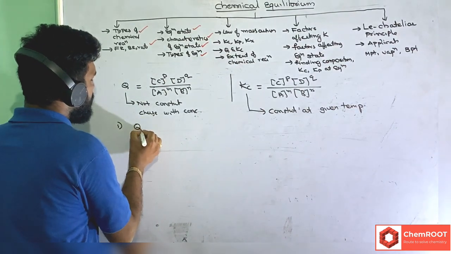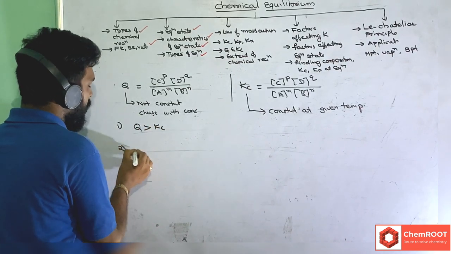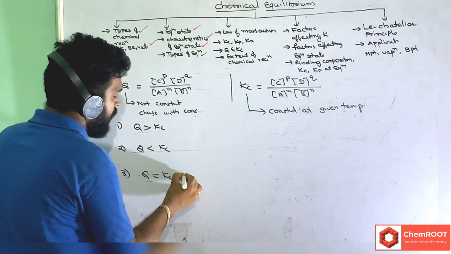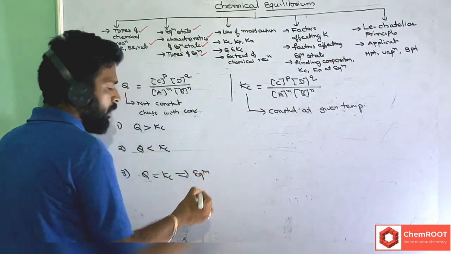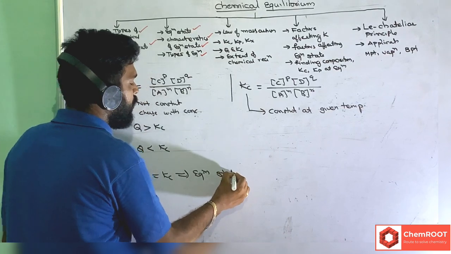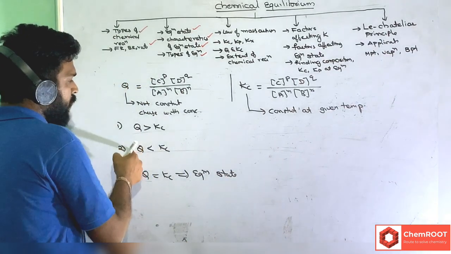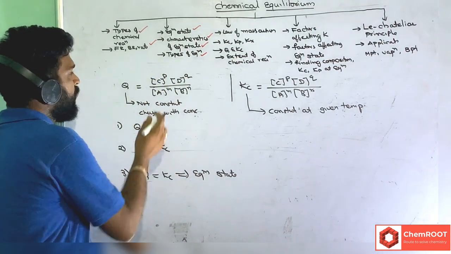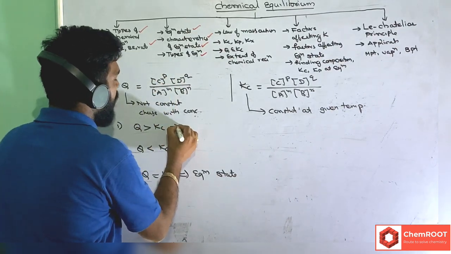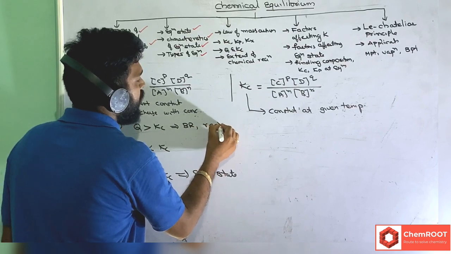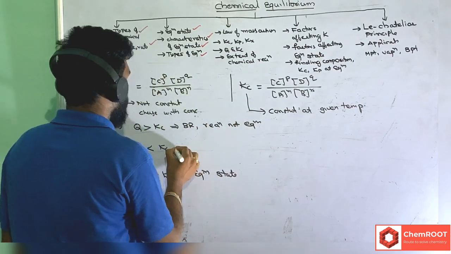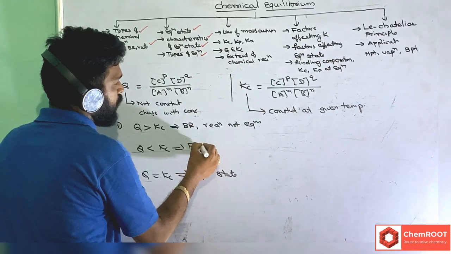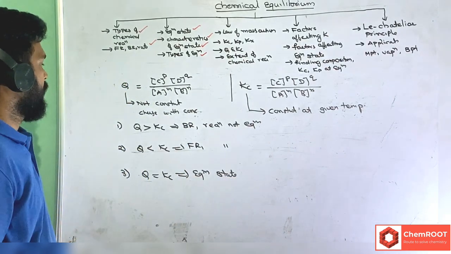Okay, Q greater than Kc is possible, Q less than Kc is possible, and Q equal to Kc is possible. Q equal to Kc gives the information about the equilibrium state, and in these two other conditions equilibrium does not exist. Q greater than Kc means products will be more than reactants in concentration, so products will be converted into reactants. So the backward reaction will take place. Reaction not at equilibrium. Okay. Q less than Kc means reactants are more. So these reactants are converted into products. Forward reaction will take place. The reaction is not at equilibrium.